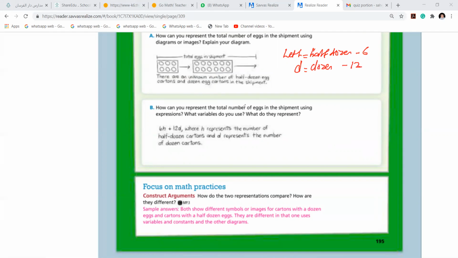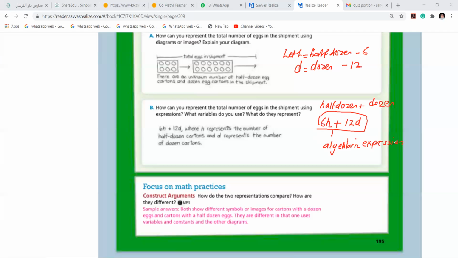How can you represent the total number of eggs? They are asking for the total of half dozen boxes plus dozen boxes. In one half dozen box you have 6 eggs, but you don't know how many boxes of half dozens there are. So I'll put 6H plus 12D, because I don't know how many dozen boxes there are. This is how you write an algebraic expression.